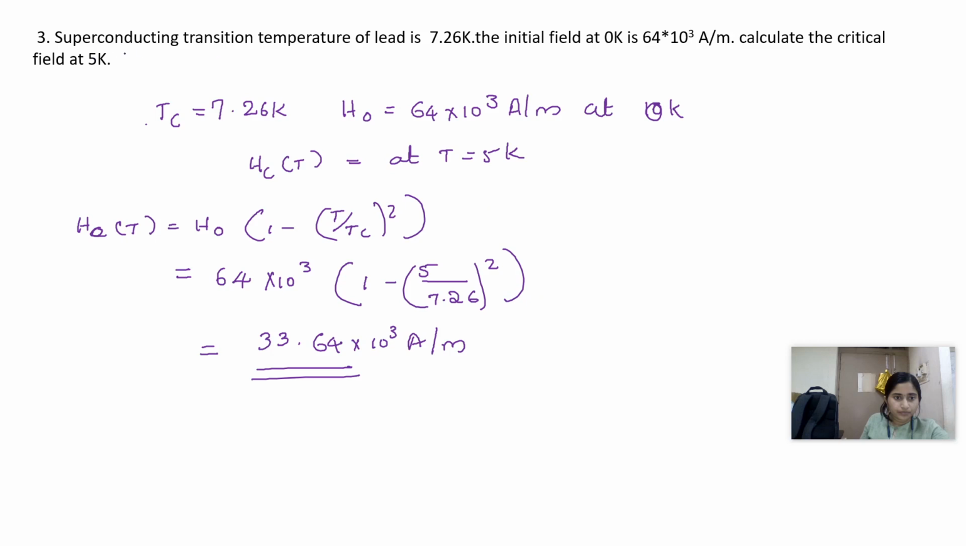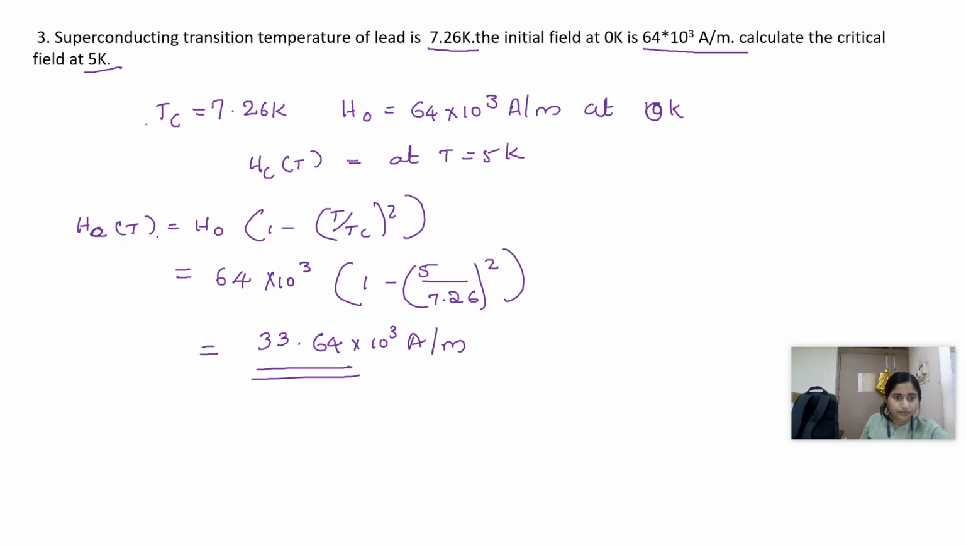So here the problem is: the superconducting transition temperature of lead is 7.26 Kelvin. The initial field at 0 Kelvin is 64 times 10 to the power 3 ampere per meter. Calculate the critical field at 5 Kelvin. In this situation, first we have to write the parameters given. The critical temperature is 7.26 Kelvin, and H0 is equal to 64 times 10 to the power 3, at 0 Kelvin. And you have to find the critical field at 5 Kelvin.